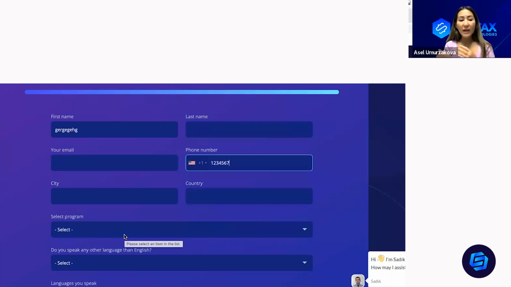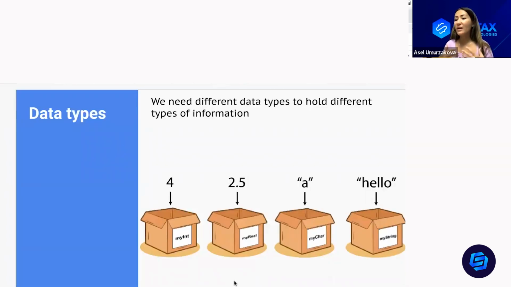Collecting data and representing data exists in every programming language. To represent these different types of values, in every programming language we have data types.